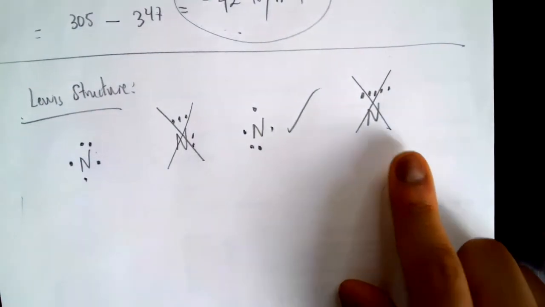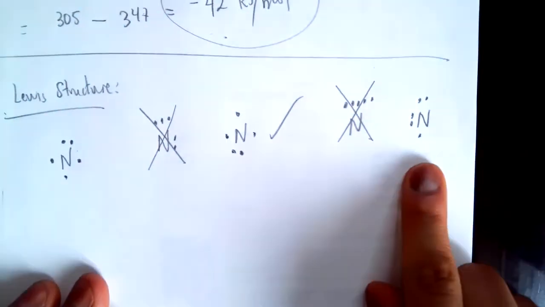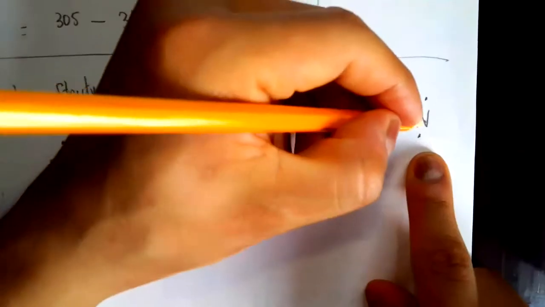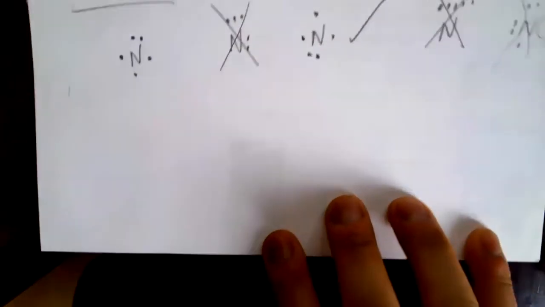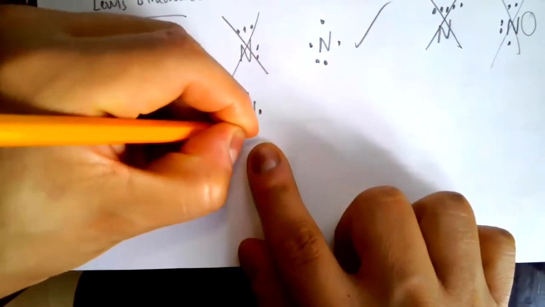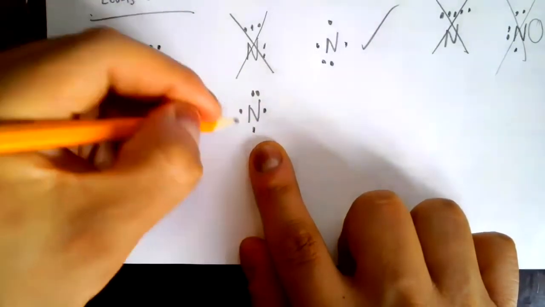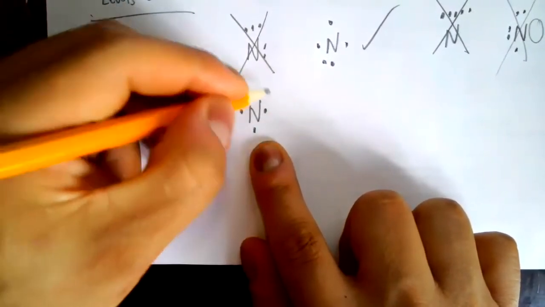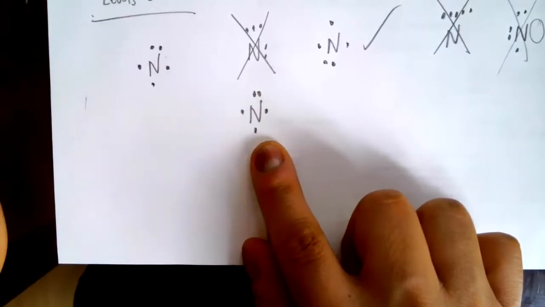Or can I do 1, 2, 1, 2 like this? No, that is also wrong because you left this face empty. It has to complete the 4 faces, 1, 2, 3, and 4, before going to the second pairing, I mean, the pairing of electrons.